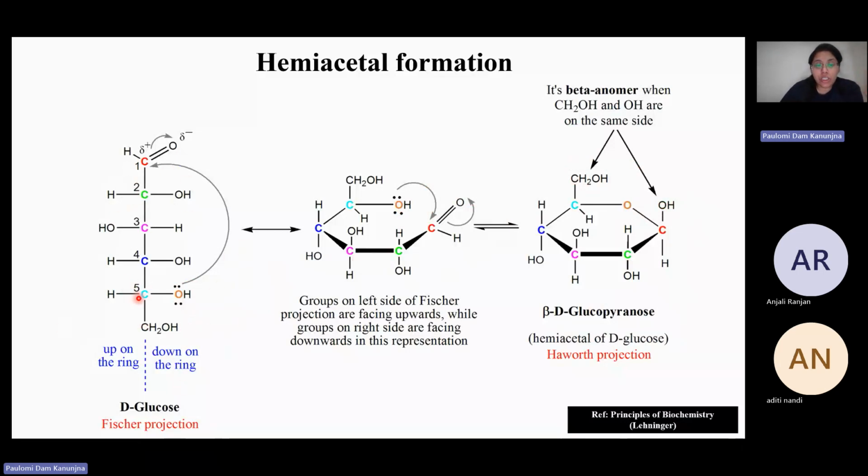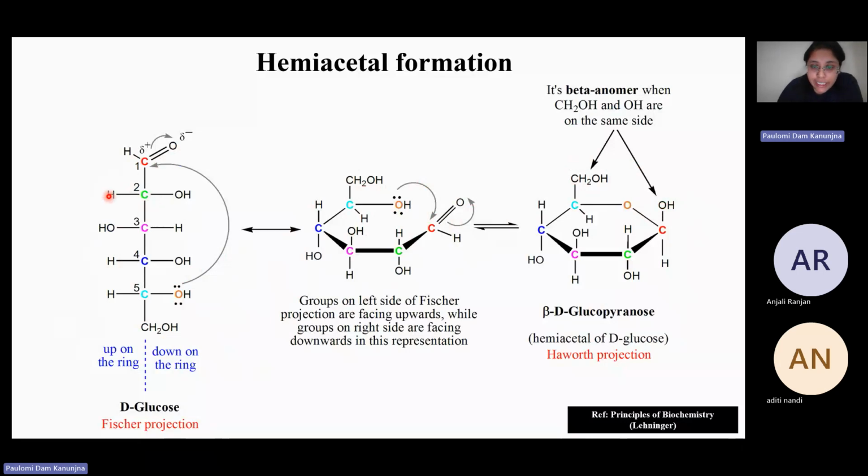So whatever is on the left side goes up in the ring. Whenever you are putting a ring, wherever you are putting, this goes up. So here for these carbons, let's look into this. Let's start with the second carbon.